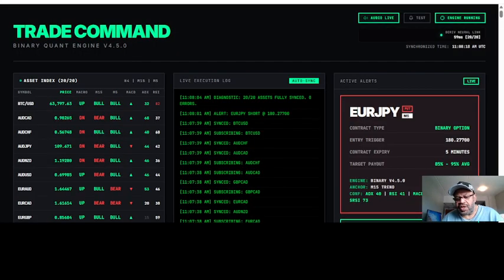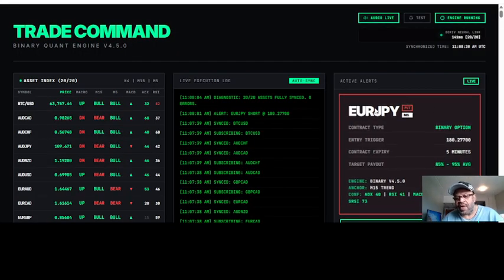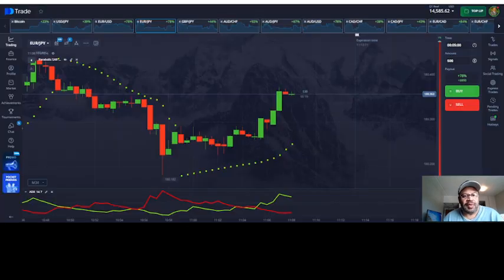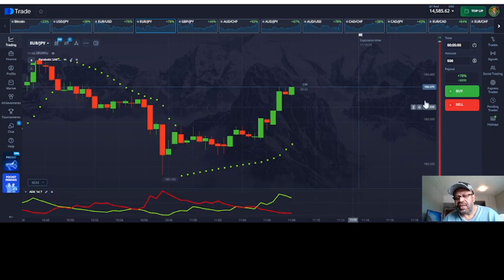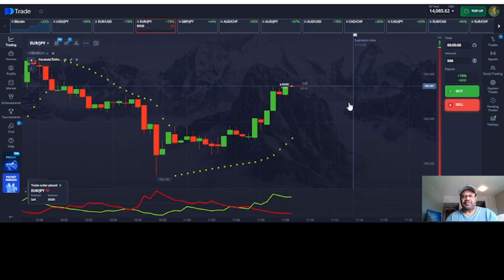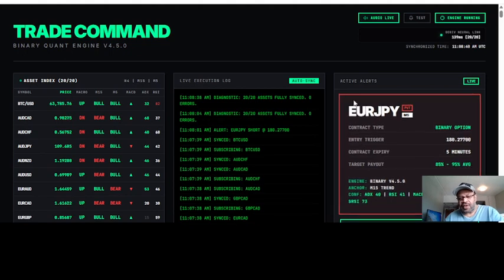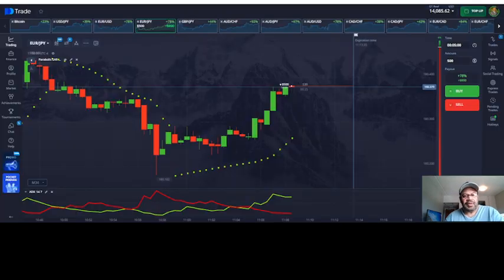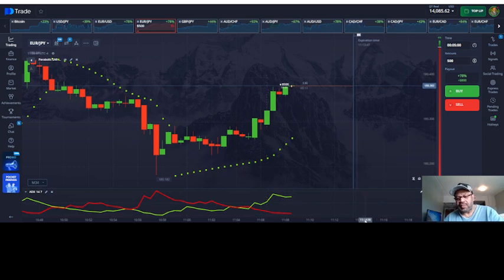So the Quant Engine just generated a Euro JPY 5 minutes short. So I'm going to go ahead and select my Euro JPY asset. I have it already selected, 5 minutes short. So let's go ahead and take a short here at this level. Okay, so the Quant Engine recommended this trade here. I went ahead into my account, took the trade, Euro JPY 5 minutes short. So what I'm going to do is pause the video till about 30 seconds left, come back and check the results of this trade.